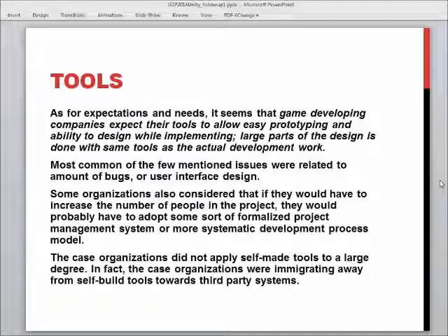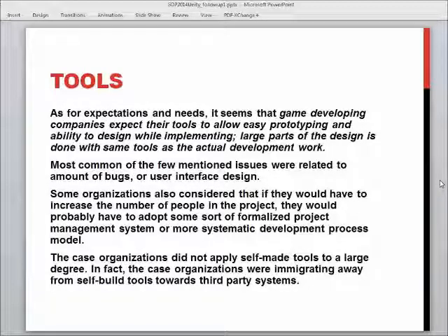Usually the problems which the game industry people mentioned about their tools, or if they would need something, they said that some of those things are highly unstable, or that there are user interface problems, meaning that you can't find the features and things like that.